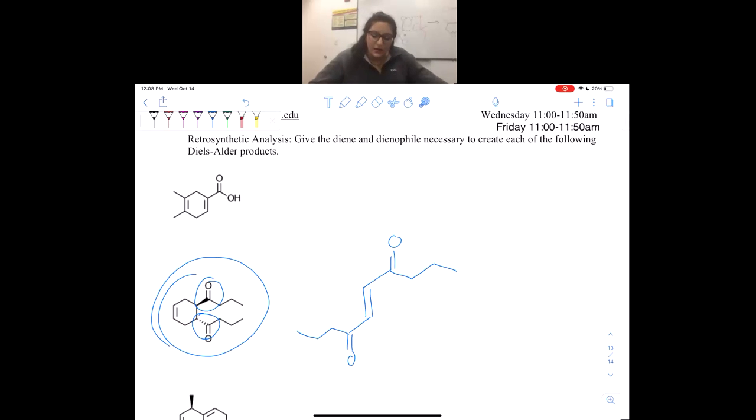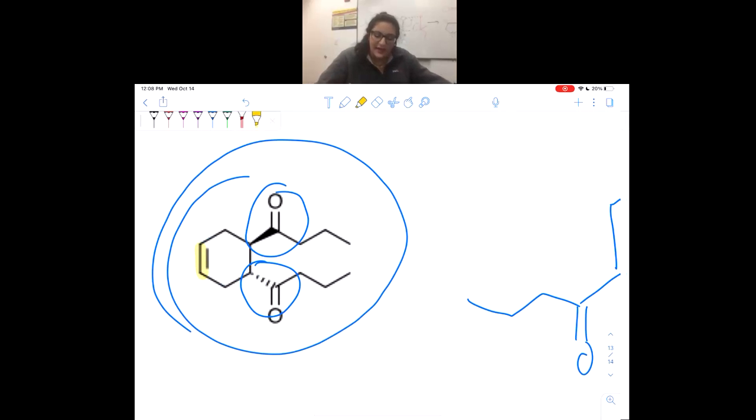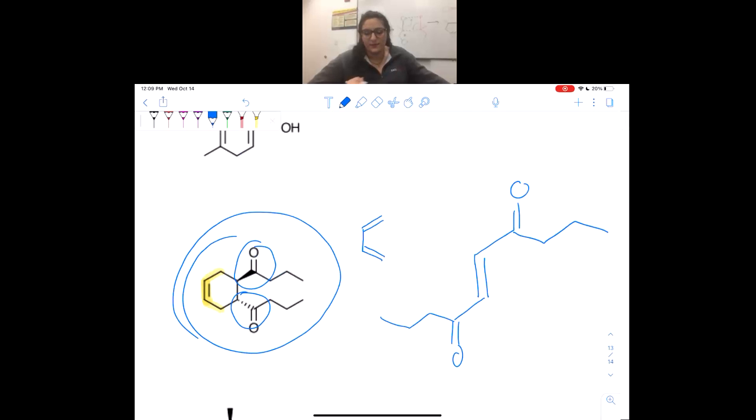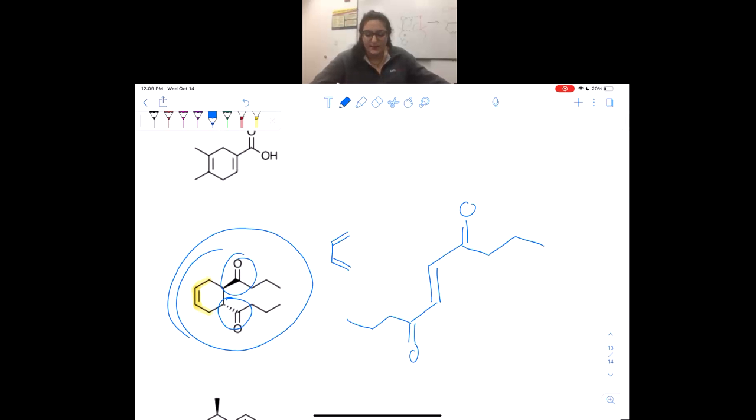And so since our double bond ended up here, we know that this little section had to be the diene, right? And we don't have any substituents there, so we know that we had a regular old diene such as this. So, ta-da! That was the retrosynthesis. And I know I said I'm not going to go over it, but I guess I'm a liar.